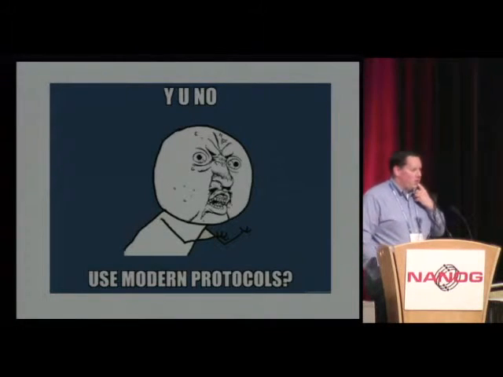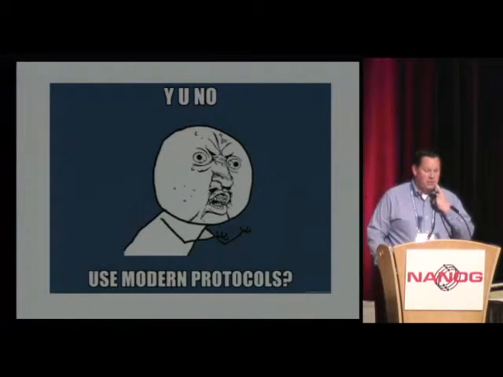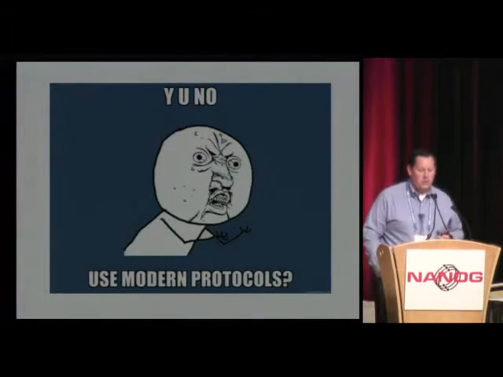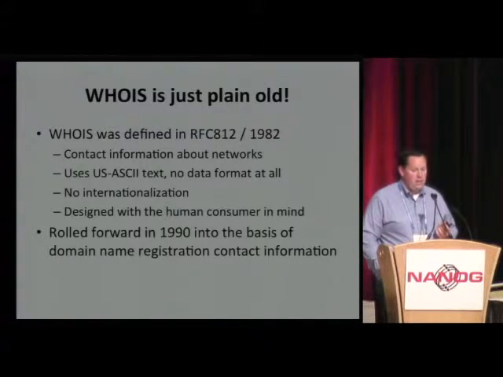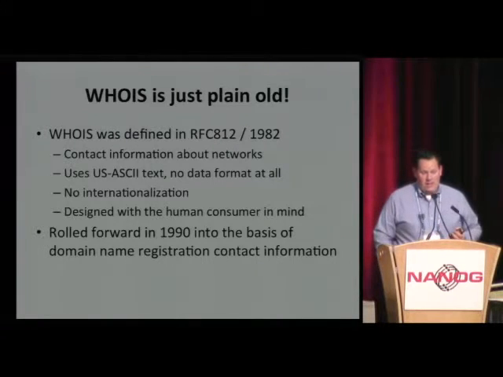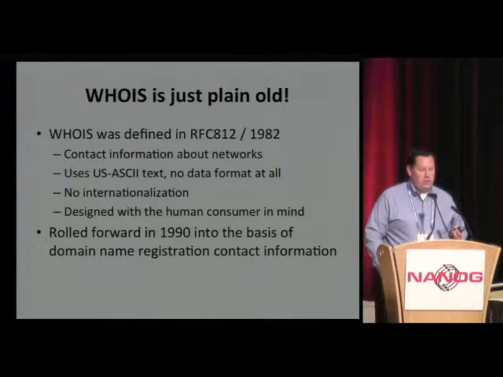I hired an intern this summer to come look at WEIRDS with us, and he sent me this email: why use modern protocols? And that was directly going back to the fact that WHOIS is just really, really old in the first place. It was defined in RFC 812, in 1982, and it was primarily designed to contain contact information about networks. It used US ASCII text. It didn't have a defined data format of any sort. It has no support for internationalization, and it was essentially designed as a text-based protocol with the human consumer in mind, not computer systems as a consumer.